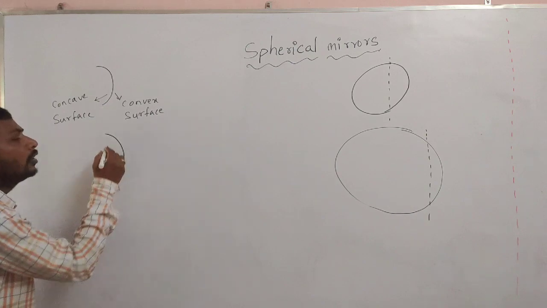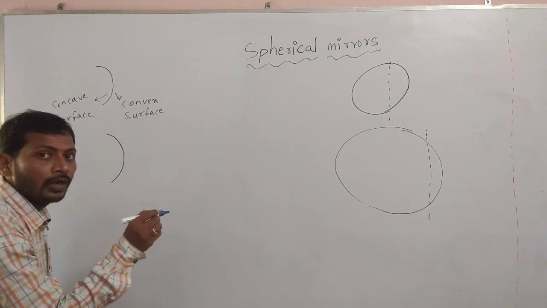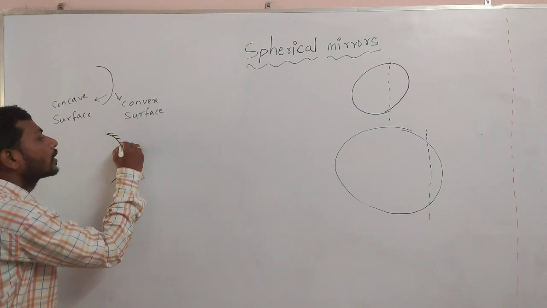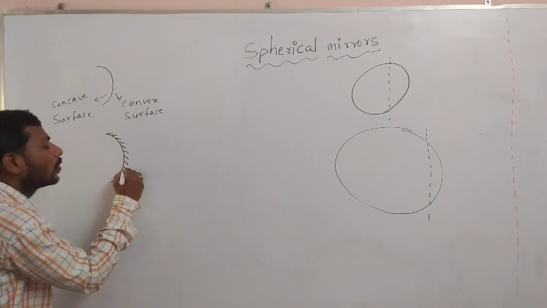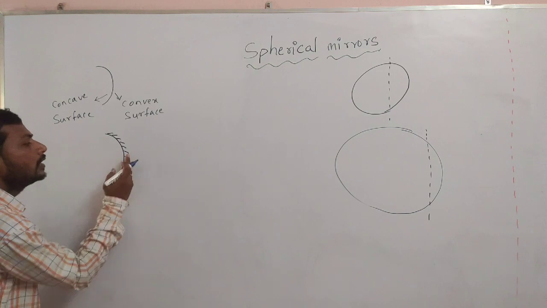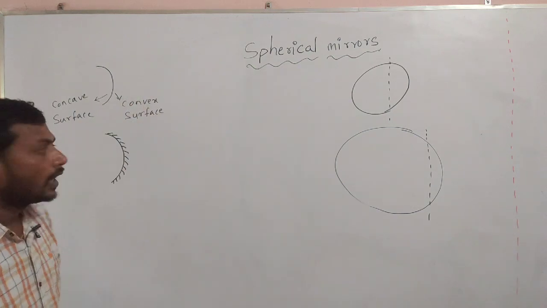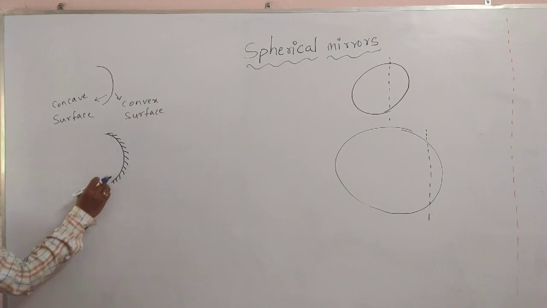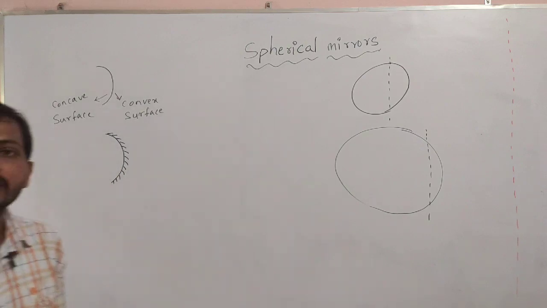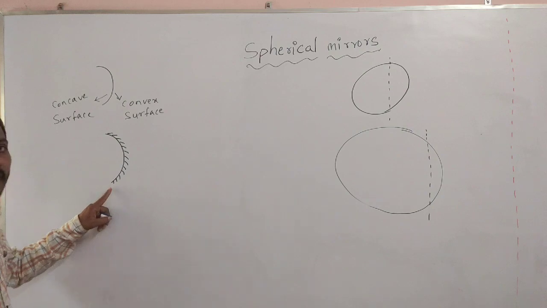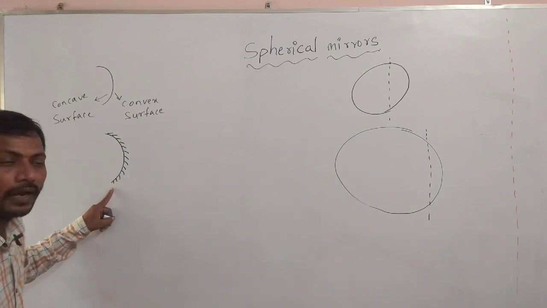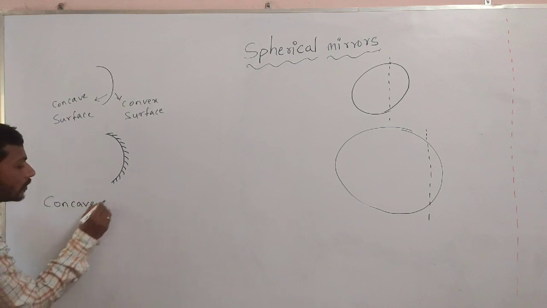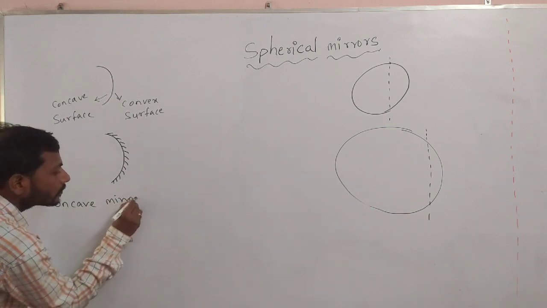And after that, when you give the silver coating, to represent that, I am going to make a dark line. These are the lines. What does this mean? It means this side is coated. Now when it is coated, this side is going to behave as a reflecting surface. Then what name are you going to give, which type of mirror is this, Nana? I am going to give the name concave mirror.